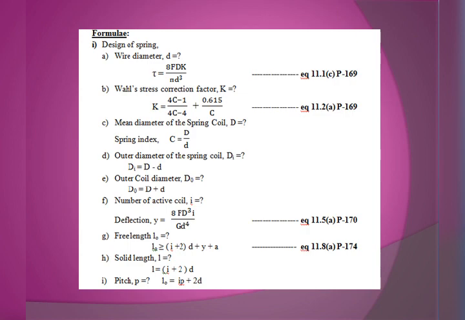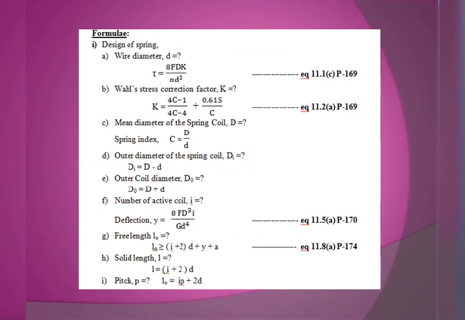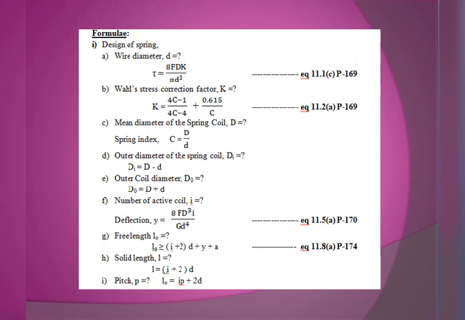Next one is the number of active coils I, the number of turns that we have to find. Two turns are supposed to be grounded. So here we are evaluating active coils that can be obtained by using the deflection equation, equation number 11.5a, page number 170, and that deflection equation is y is equal to 8 F D cube I divided by G into d raised to 4. Here the value of y he has given 20, and capital D, small d, F, G he has given. We'll get the value of I easily. This is the required value of the active number of coils.